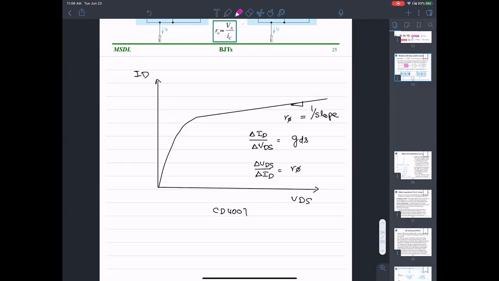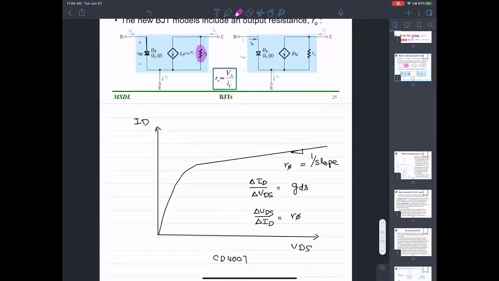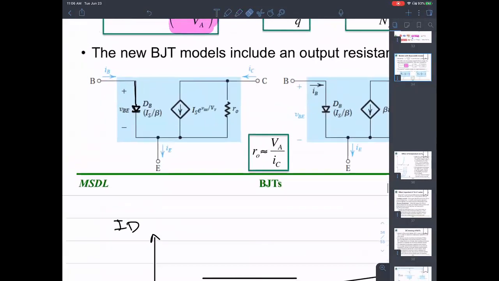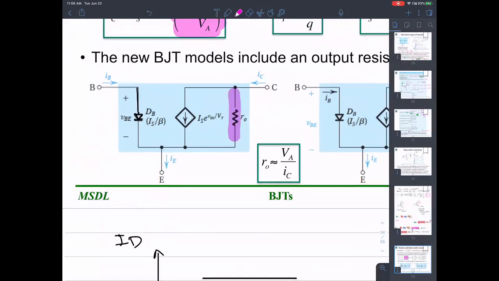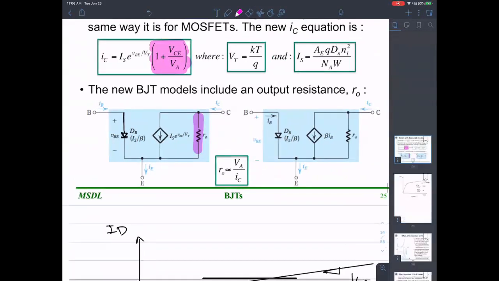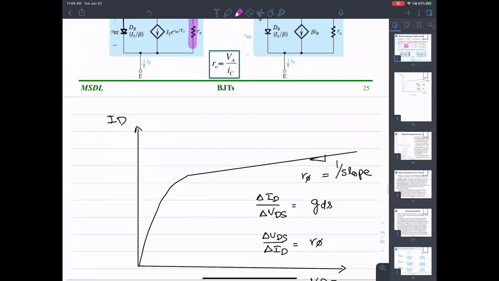The slope of the ID versus VDS curves will give you a resistance that you have to incorporate into your model, or not. Remember, all of this slope is coming from the fact that there's a channel length modulation.